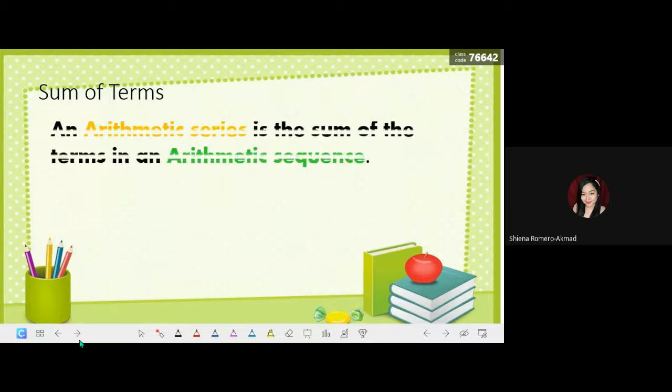Module 4 na tayo. Pag module 4 naman, this is just sum of terms. Okay? Arithmetic series ang tawag natin dun sa sum ng mga terms ng arithmetic sequence. Ano ibig sabihin nun? Nag-a-add lang tayo. Ina-add lang natin yung mga terms.